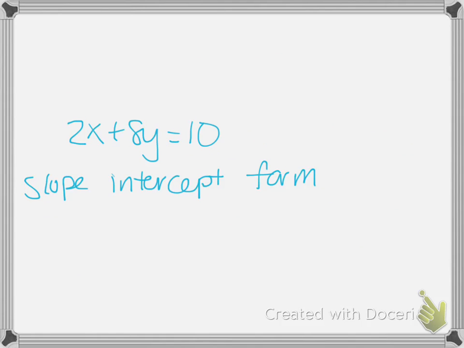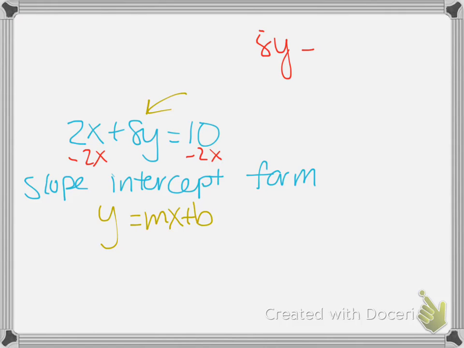If I'm writing this in slope-intercept form, well, slope-intercept form is y equals mx plus b, so I need to get y completely by itself. So I'm going to subtract 2x. When I subtract 2x, it just goes on to the end. So I'm going to get 8y equals 10 minus 2x.